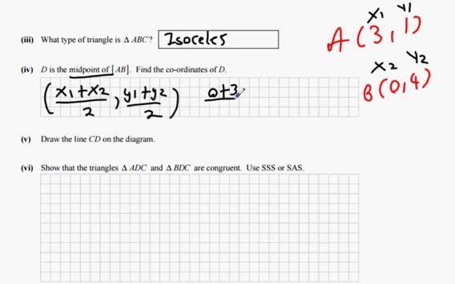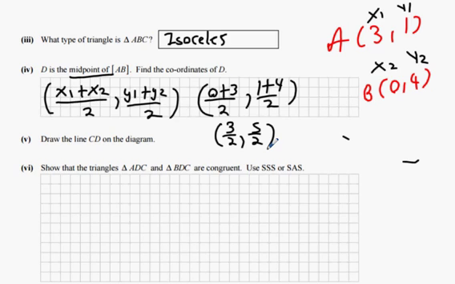0 plus 3 over 2. And what's y1 plus y2? 1 plus 4 over 2. You're right, Paul. So it's going to be 3 over 2 and 5 over 2. That's your midpoint. Or you can write it as 1.5 and 2.5. Okay?